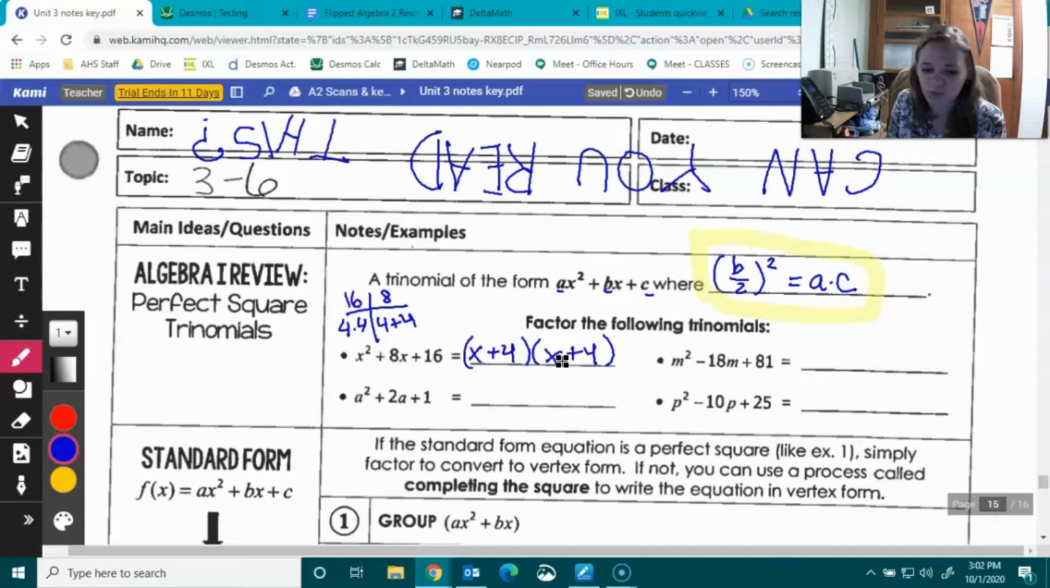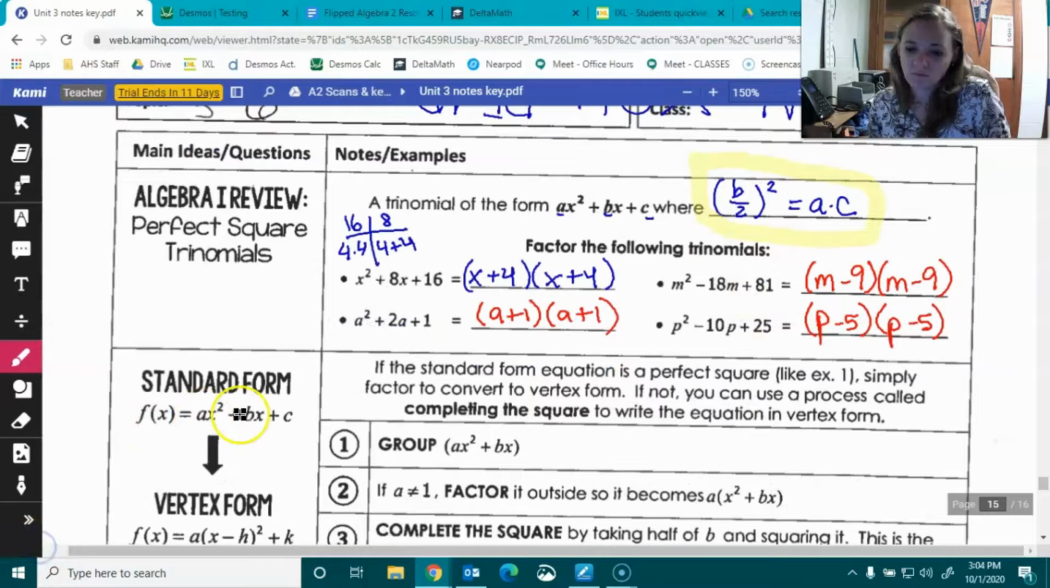Alright, why don't you go ahead and pause the video and practice these other 3 right here, see if you can get those. Okay, pause the video, press play when you are ready. Alright, so these are the solutions. M minus 9 and M minus 9, A plus 1 and A plus 1, and P minus 5 and P minus 5. So you notice that all of these came out to have the same 2 factors.